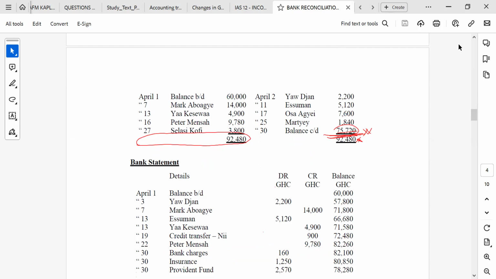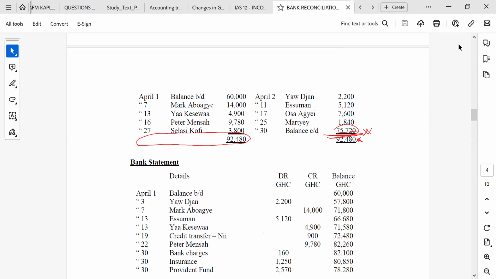Yes, sir. Okay, it means that this has also been credited. I'm seeing 900 on the credit side. Can we see the same 900 on the debit side of the cash book? No, sir. So that is a credit transfer. They have transferred money from one account to the other one.